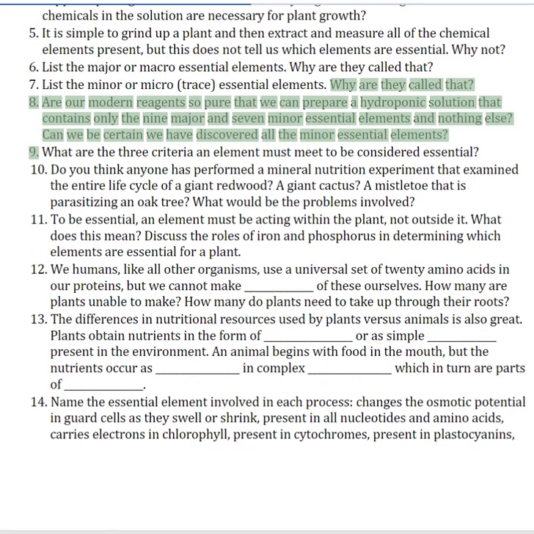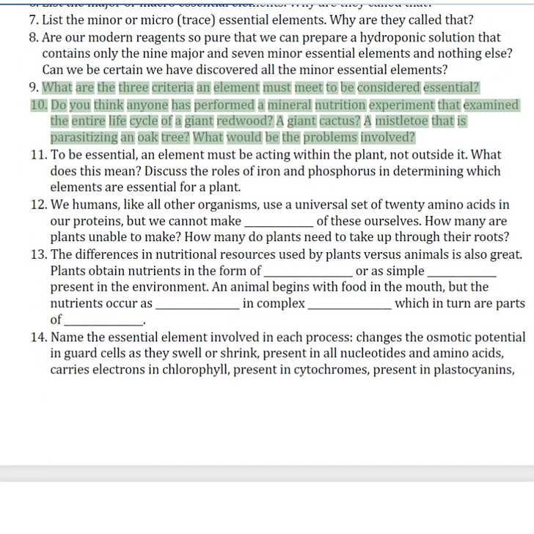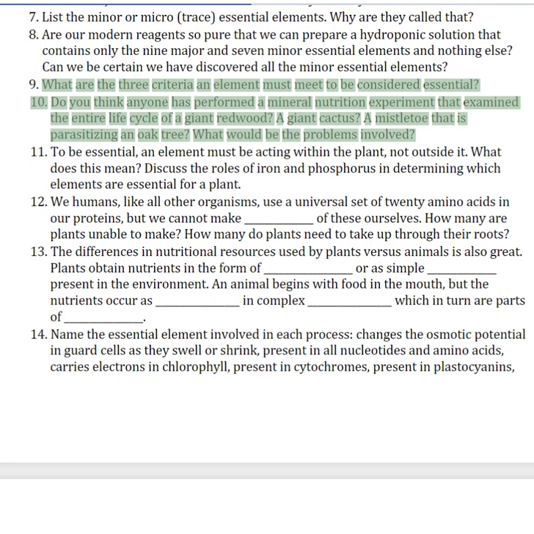8. Are our modern reagents so pure that we can prepare a hydroponic solution that contains only the 9 major and 7 minor essential elements and nothing else? Can we be certain we have discovered all the minor essential elements? 9. What are the 3 criteria an element must meet to be considered essential? 10. Do you think anyone has performed a mineral nutrition experiment that examined the entire life cycle of a giant redwood? A giant cactus? A mistletoe that is parasitizing an oak tree? What would be the problems involved?